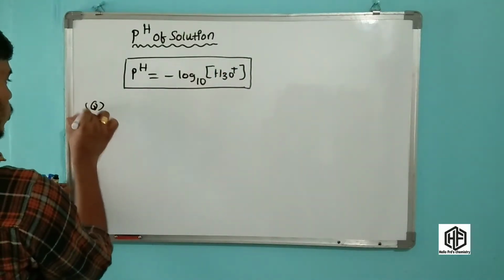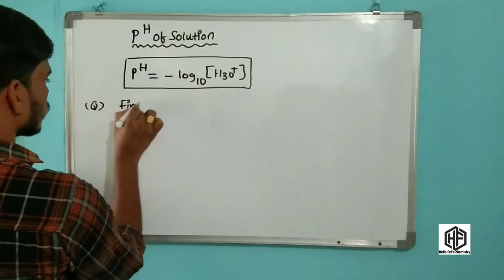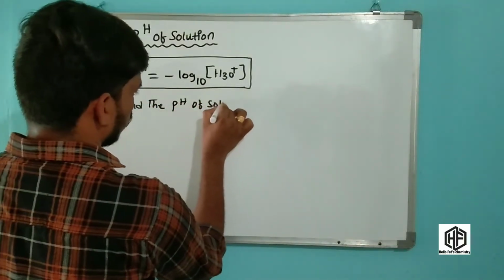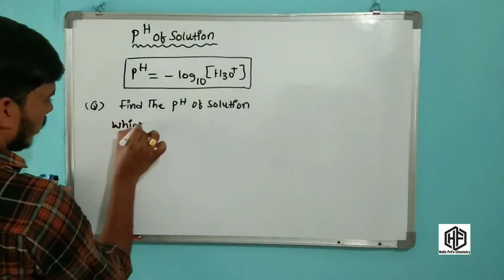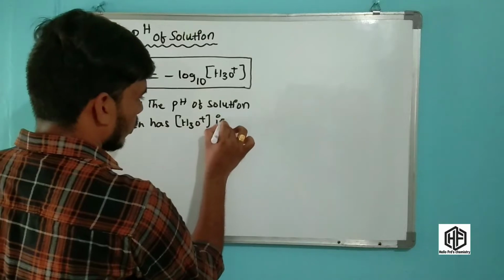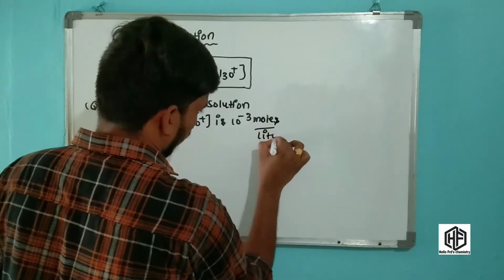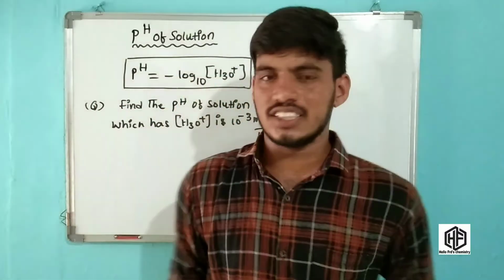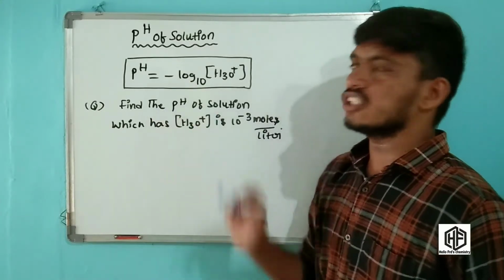Now, one of the important questions: find the pH of a solution which has hydronium ion concentration of 10 to the power of minus 3 moles per liter. This is the question. Find out the pH of the solution.